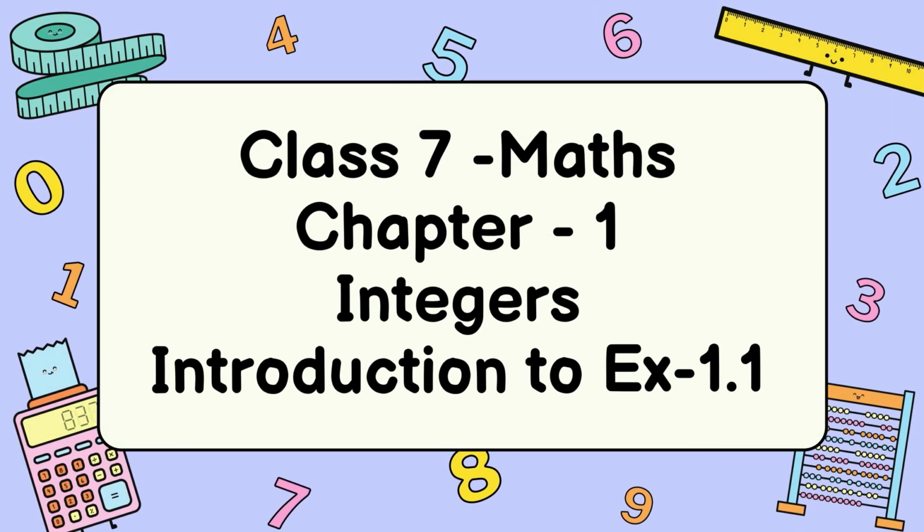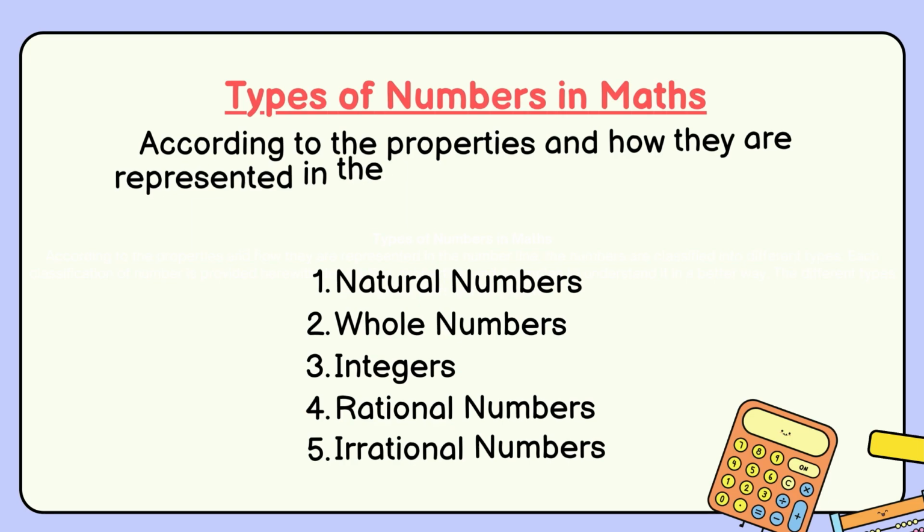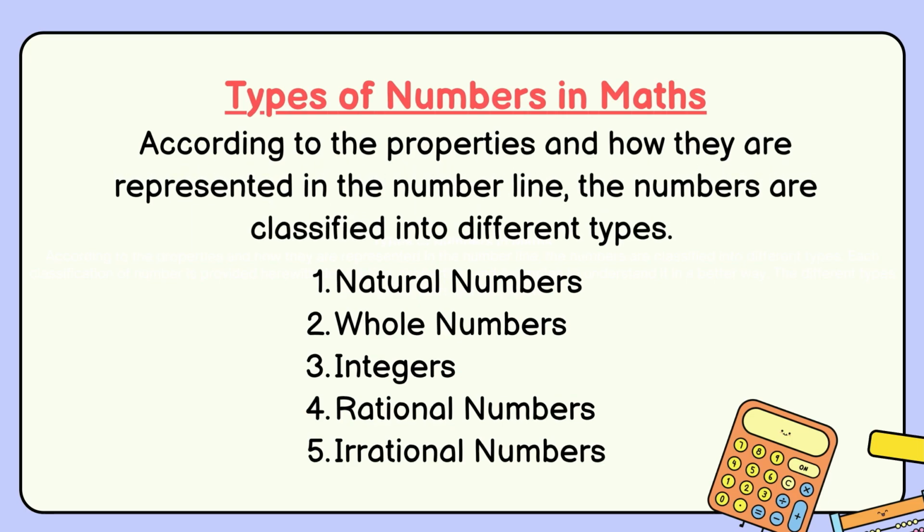Class 7 Maths, Chapter 1, Integers. Introduction to Exercise 1.1. So first of all, let us see what are the types of numbers in maths. According to the properties and how they are represented in the number line, the numbers are classified into different types. For example, natural numbers, whole numbers, integers, rational and irrational numbers. So one by one we will see what are these numbers.